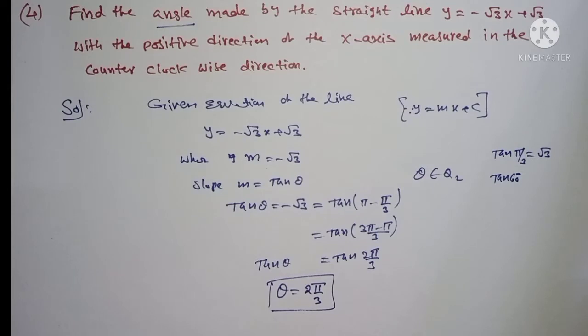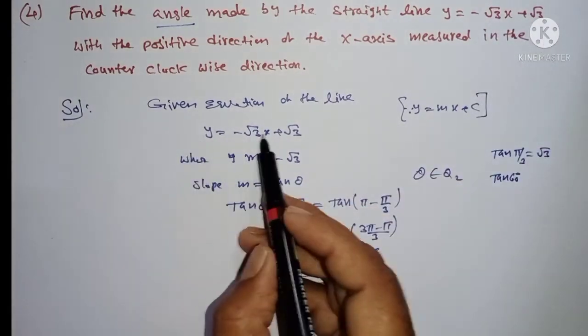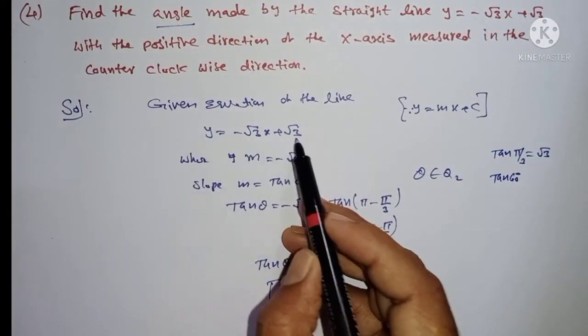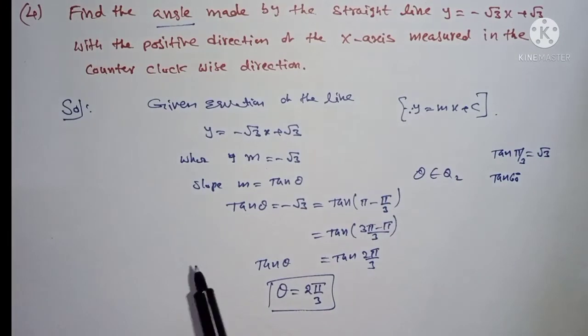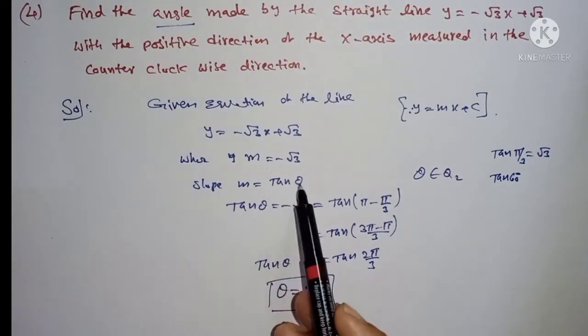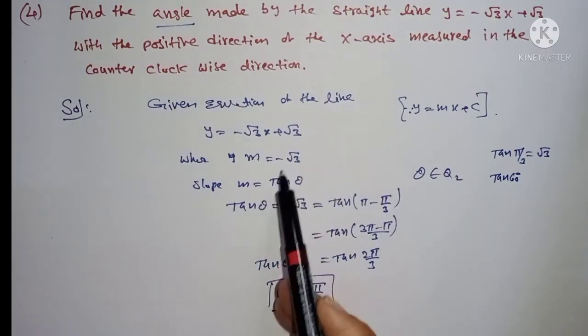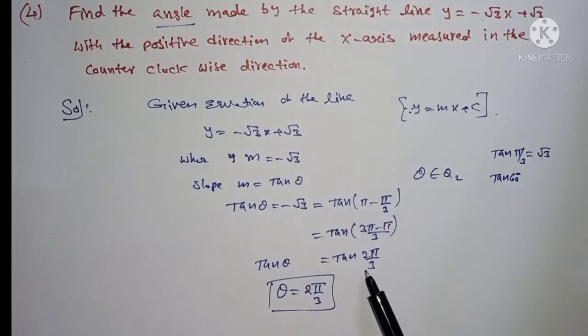This is the method of finding it. If the equation is given in the form y is equal to minus root 3x plus root 3, that is y is equal to mx plus c, then find the slope. M is equal to minus root 3. Minus root 3 occurs in tan theta at 2 pi by 3. Therefore, theta is equal to 2 pi by 3.